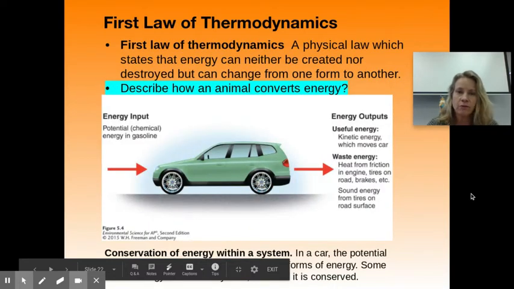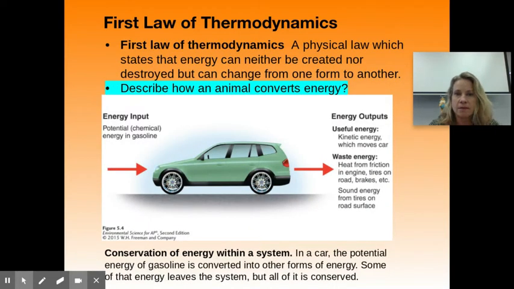All right, so the first law of thermodynamics basically states that energy cannot be created or destroyed. It can only be changed. So if we think of this car, energy input is going in, and so we've got potential energy.